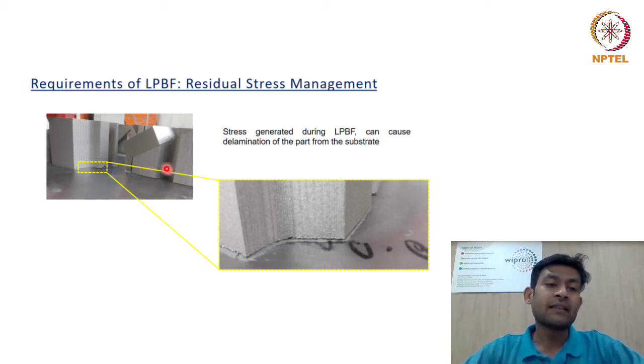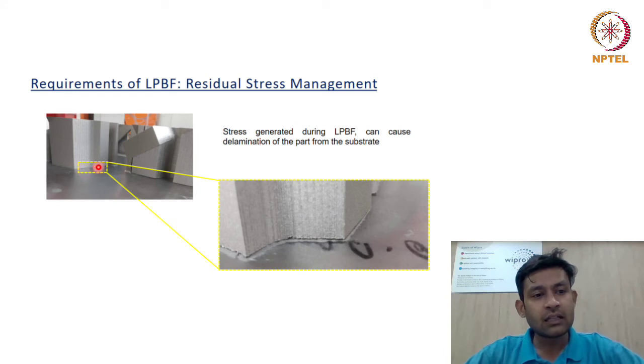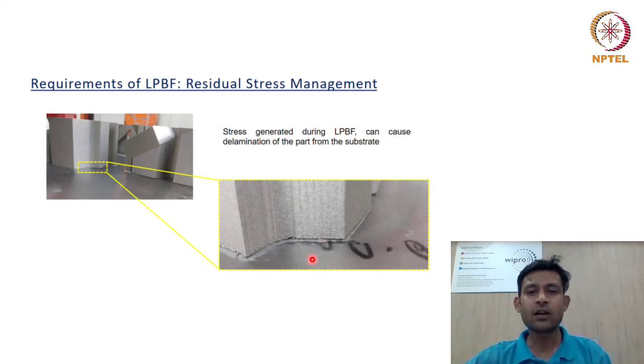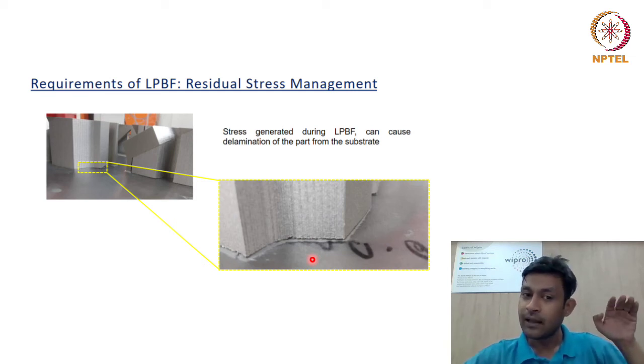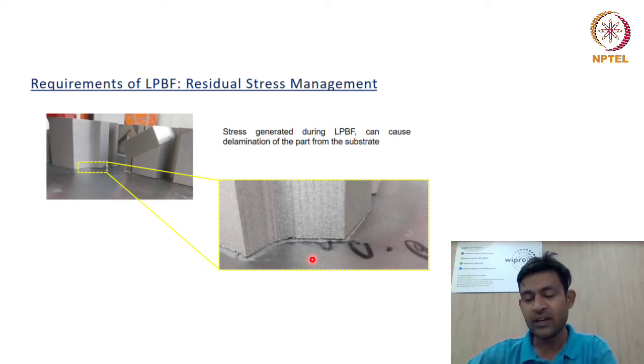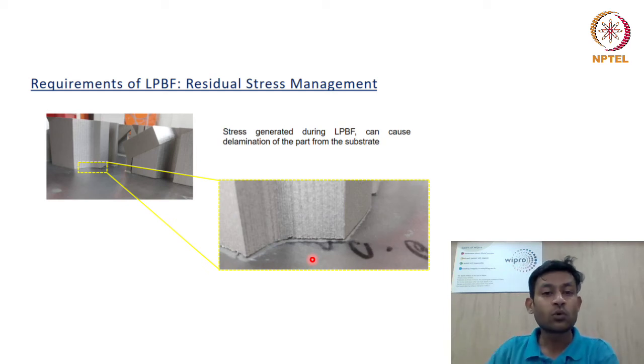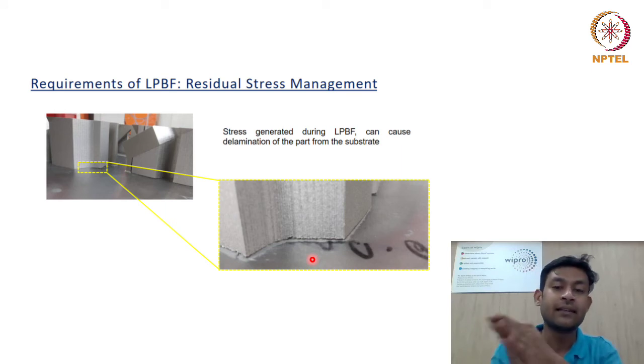In this case, what happened is that my support structures, which you see here, have delaminated from the base plate. Why? Because as there were layers upon layers building up, the residual stress also kept on building. And when the residual stress reached a certain limit, which was on par with the yield strength of the material, then the delamination occurred.